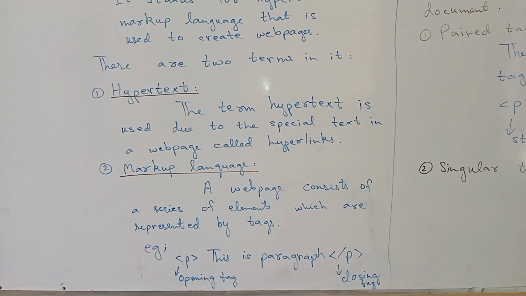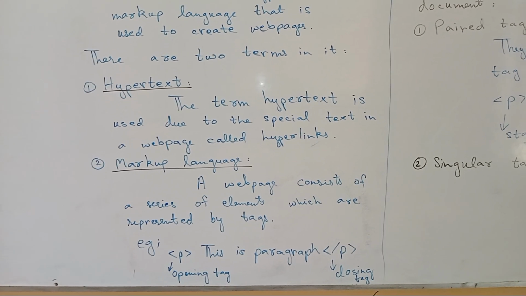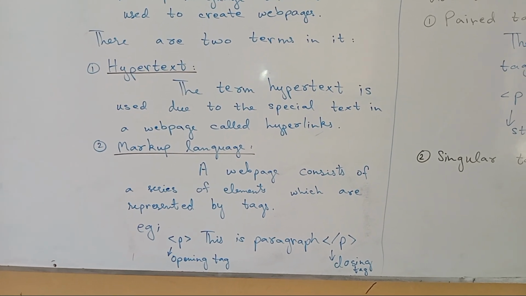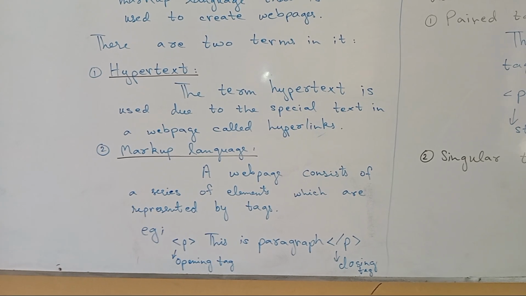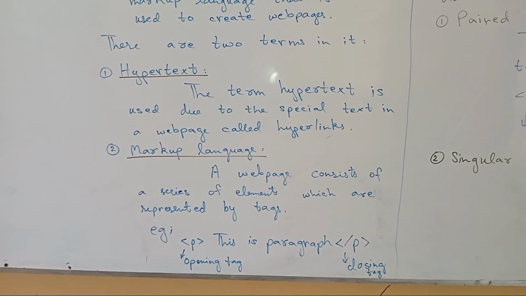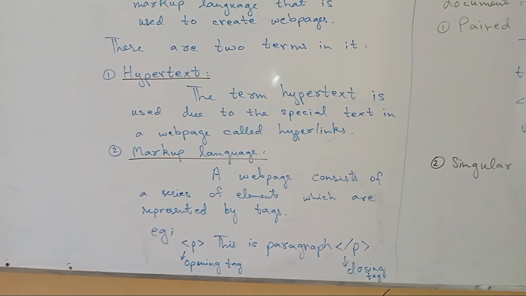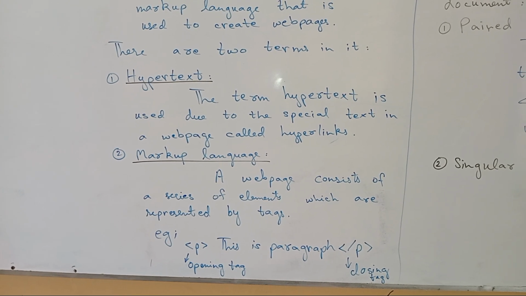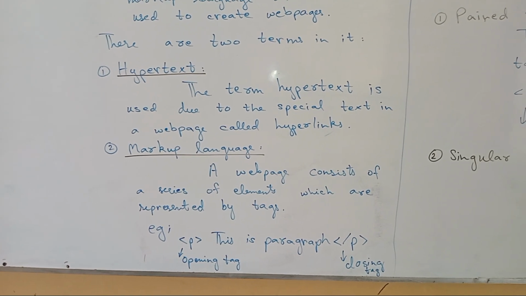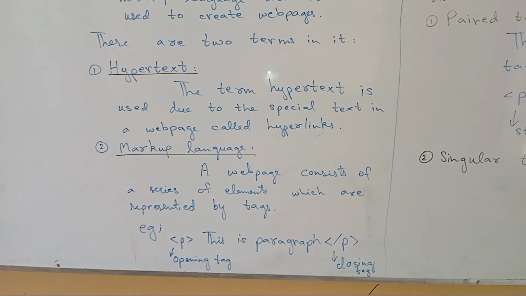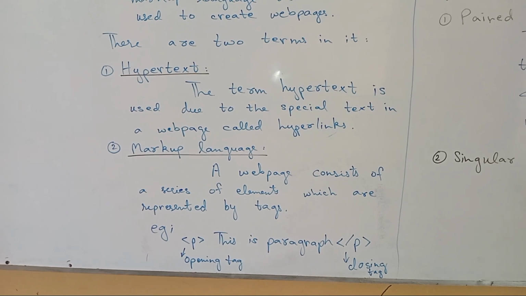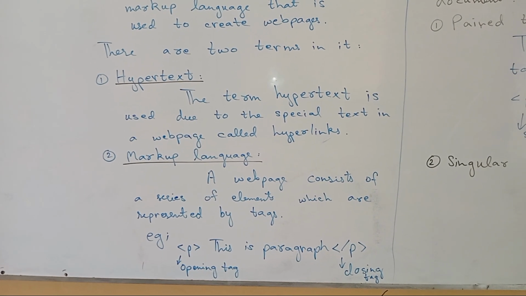And the markup language consists of a series of elements which are represented by tags, as I've explained to you by the example. So there is an example with the opening tag P. This stands for, if you want to write a paragraph in an HTML document, then you have to use the P symbol, right? And this is called the opening tag. Then you write "this is paragraph", and this is called the closing tag with a forward slash, right?